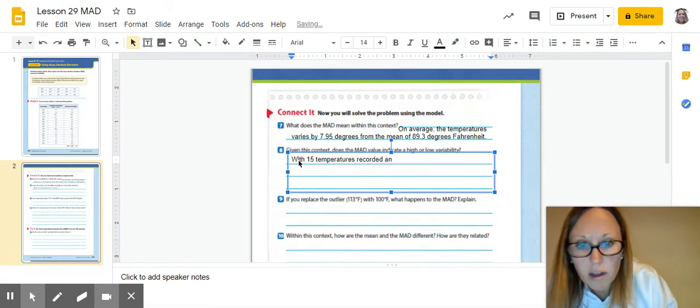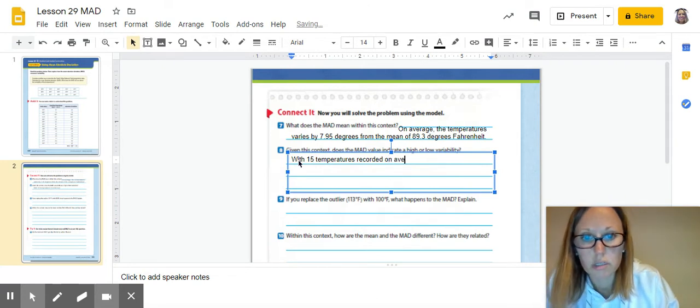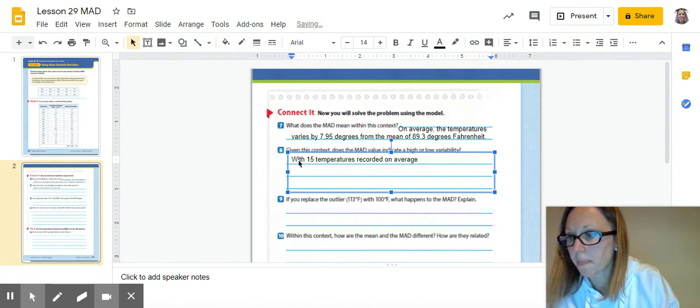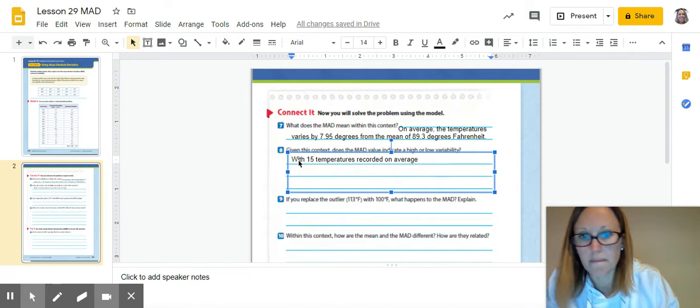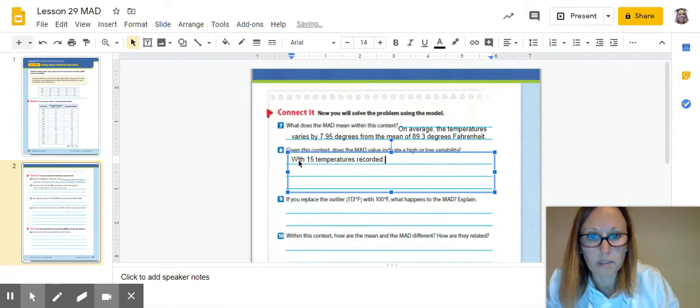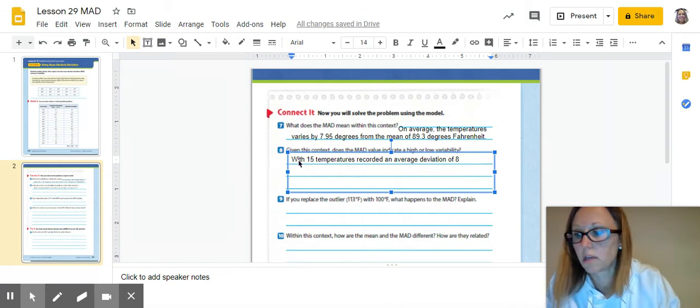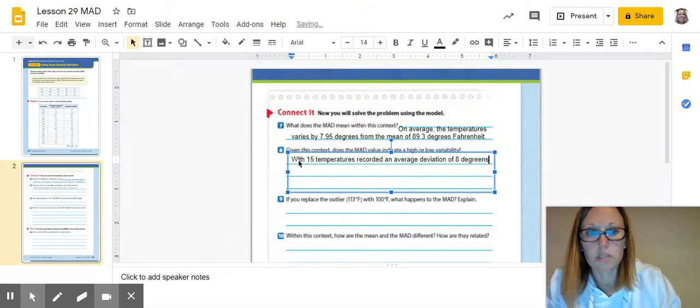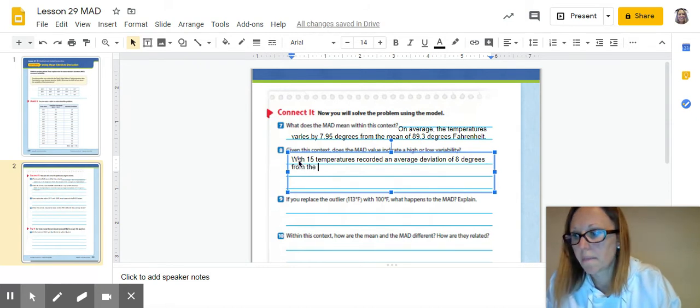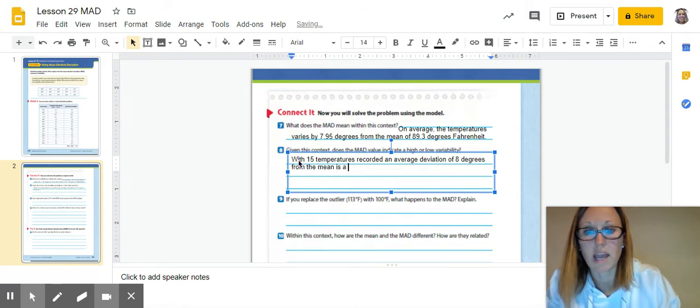on average, no, I meant to say an average deviation of 8, because 7 and 9/500 is pretty close to 8 degrees from the mean is a high variability.